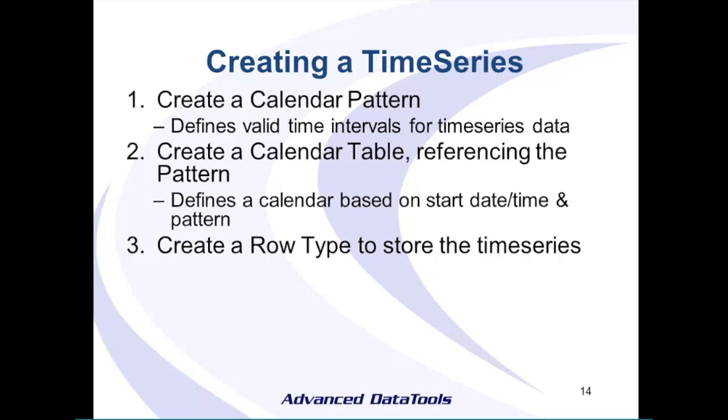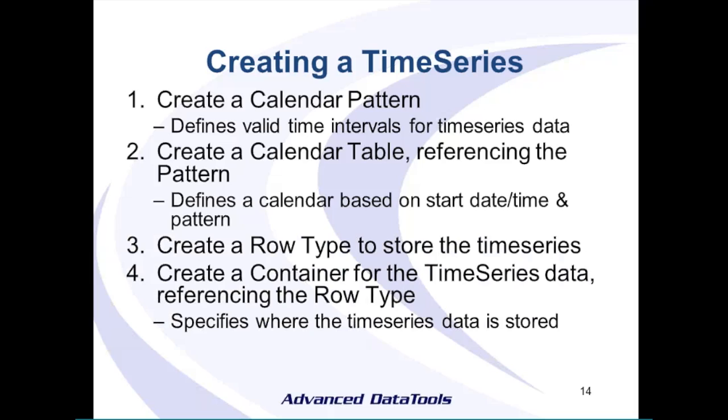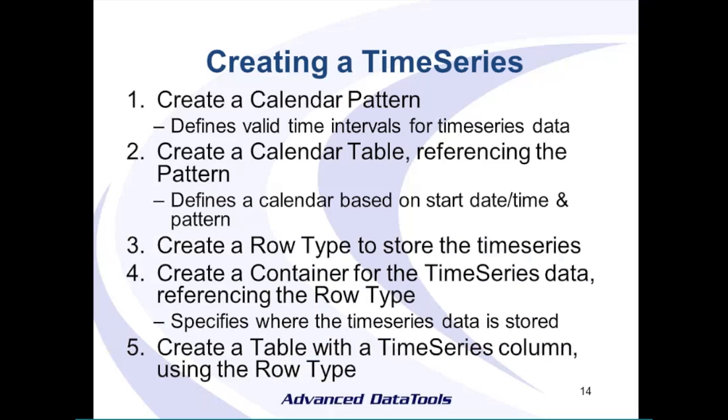Then we create a row type to store the time series. This is a user-defined type, and it will always contain a timestamp and then the values that you actually want to store, like the temperature, the humidity, and such. Then we create a container for that time series data, which references the row type, and that says where we want this data to be stored. So actually physically on disk, or a logical area on disk, where to store all that time series. Then finally, we create a table and we specify this time series column, the row type that we just created. I'll go ahead now and give you examples of each of these steps.